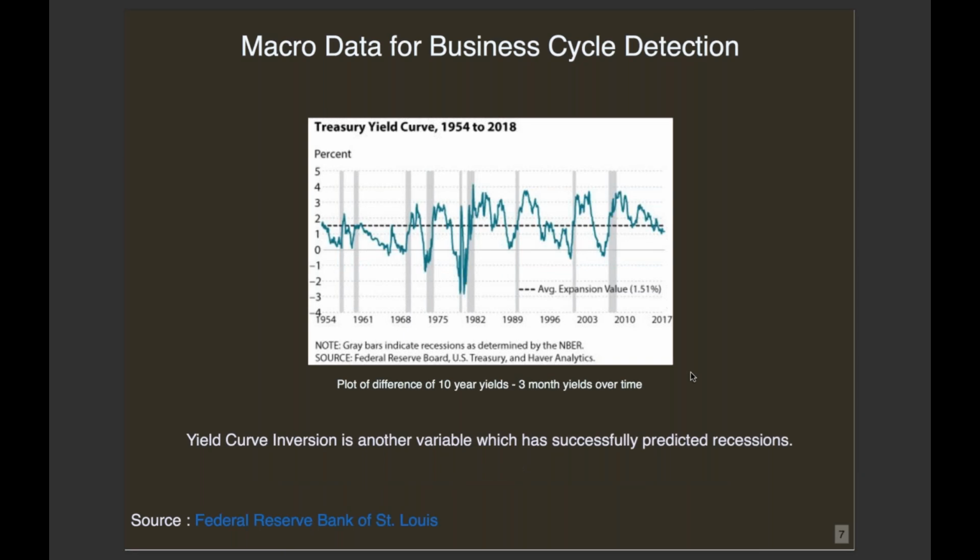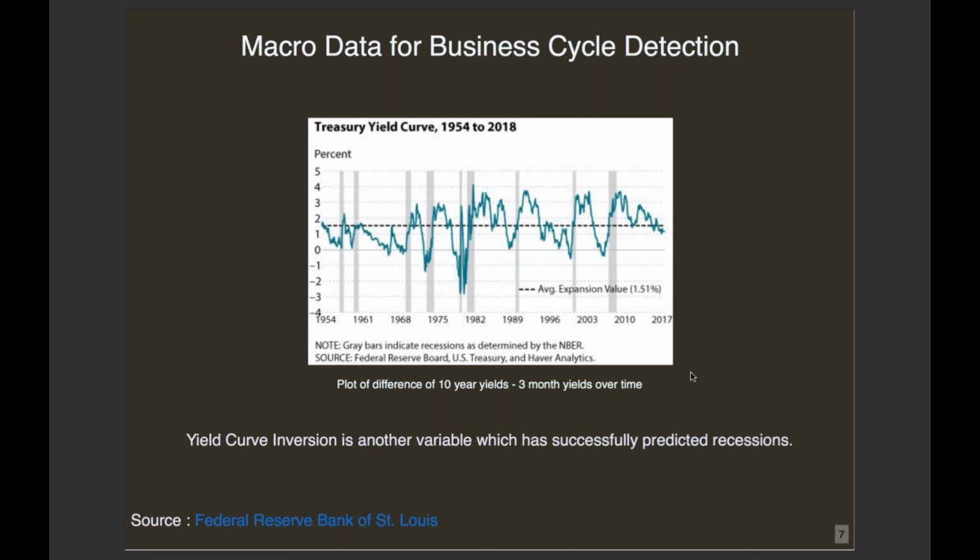So the next economic data that we look at is the yield curve as a potential indicator of recession. In this graph, the difference of 10-year yields and 3-month yields is shown over time, and the gray bars again show periods of recession. Again, it is not very difficult to observe that yield curve inversion is a good indicator of upcoming recession.